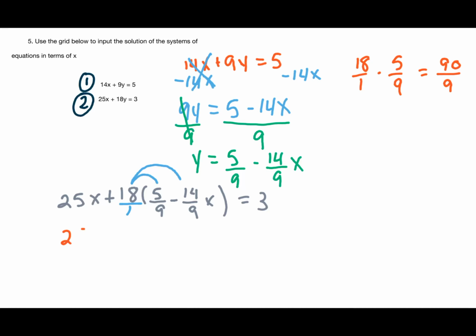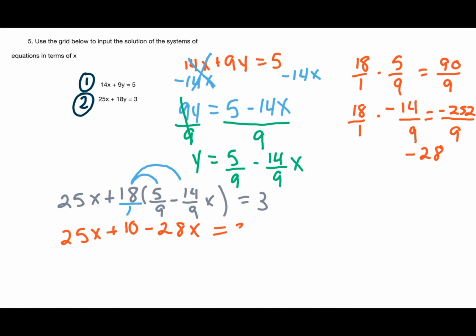So right now we have 25x plus 90 over 9 is equivalent to 10. Now we need to do 18 over 1 times negative 14/9. So we have 18 times negative 14 is equal to negative 252. And of course, 1 times 9 is 9. Negative 252 divided by 9 is equivalent to negative 28. And so we have to carry over the x, so it's 25x plus 10 minus 28x is equal to 3.